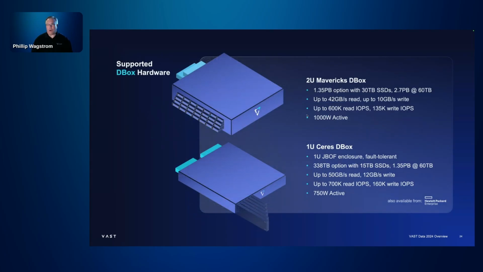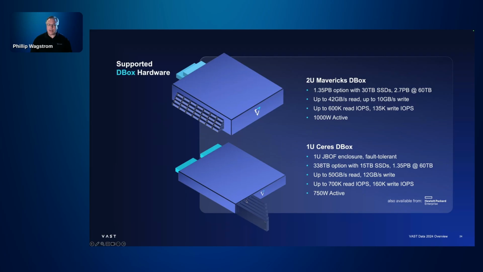So let's talk about the hardware. These are the two general D-box hardwares. Basically, a D-box is going to be a JBOF system, just a bunch of flash. So we have options, referred to as either a Mavericks D-box or a Series D-box. The Mavericks D-box has 44 SSDs, a traditional 2.5-inch form factor. These slide in from the sides.